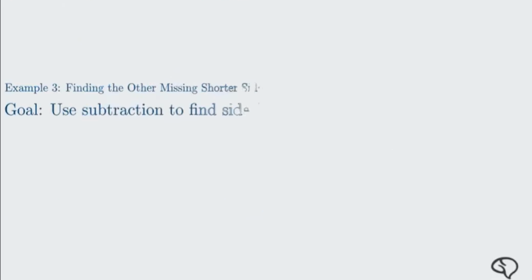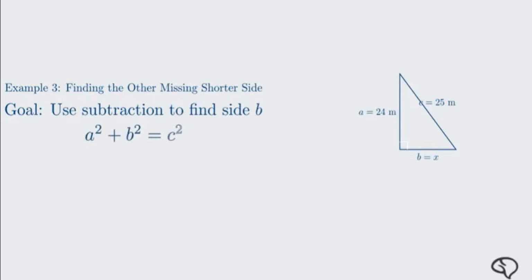For our third example, let's practice finding the other missing shorter side to make sure the steps are clear. In this problem, we have a right-angled triangle with a hypotenuse of 25 meters and one side measuring 24 meters. We need to find the remaining side, which we will label as x. Since we are looking for a shorter side, we know we will eventually be subtracting. We start by setting up our equation using the Pythagoras Theorem.